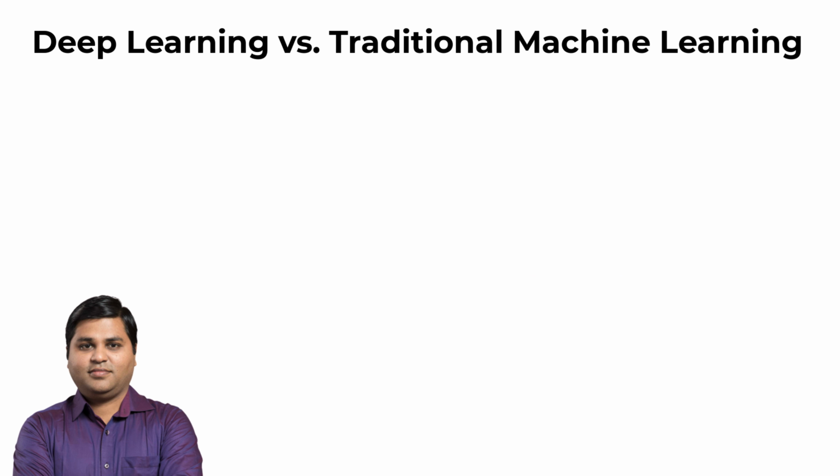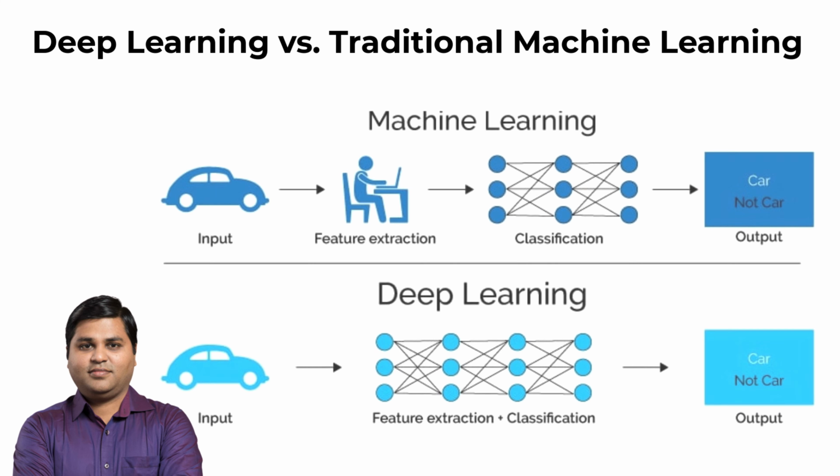Another difference is how the algorithm identifies which parts of the data are important for making predictions. In traditional machine learning, we have to manually tell the algorithm which parts of the data to focus on. In deep learning, the algorithm can figure this out on its own by analyzing the data using lots of interconnected nodes in a neural network.